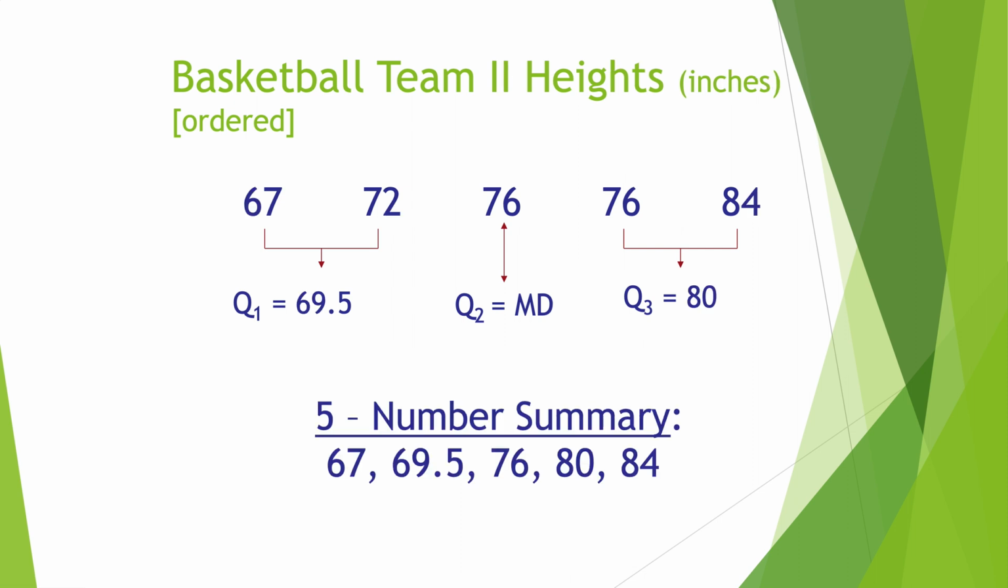Here's some more numbers to look at. The smallest one is 67, so there's your minimum. The highest is 84. 76 is right smack in the middle, known as the median. The lower half is 67 and 72. That's an even number of numbers, so we take the middle of those, which is 69.5. And likewise, the middle of the upper half of numbers gives me the third quartile of 80. So the first quartile is 69.5. Third, or upper, quartile is 80.